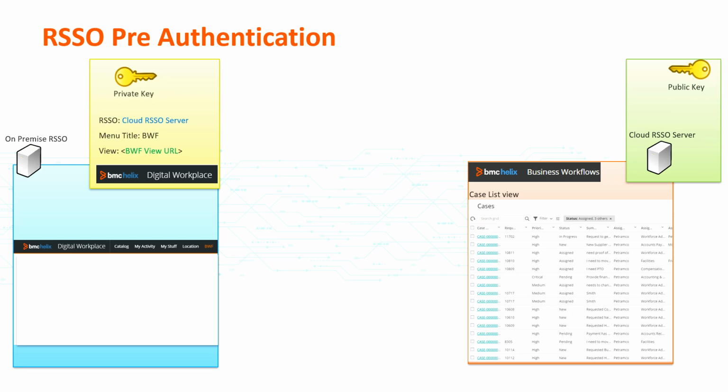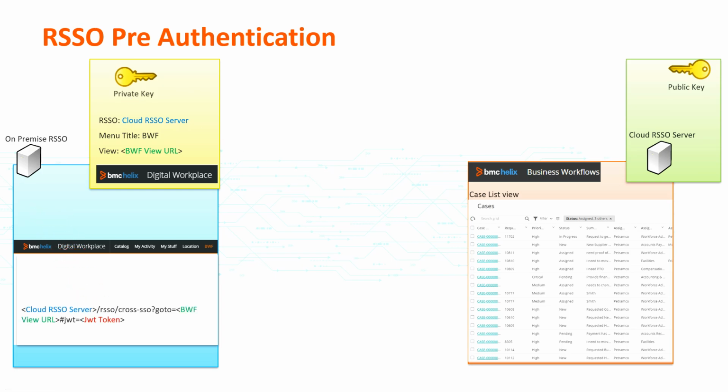Then on digital workplace, you tell it the domain of the distant cloud Remedy single sign-on server, and you create a menu. This menu has a title and the URL of the business workflow view. Then at runtime, digital workplace generates a JWT token, and this JWT token is signed using the private key.